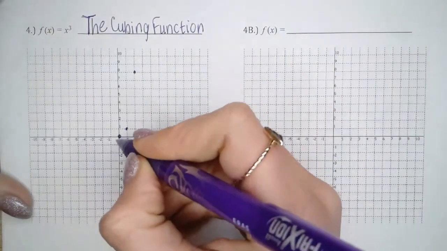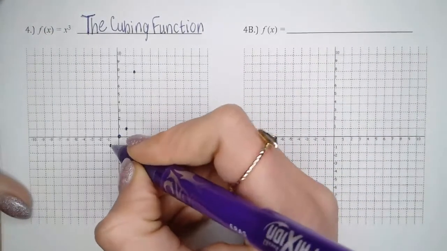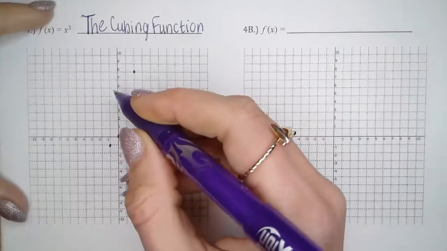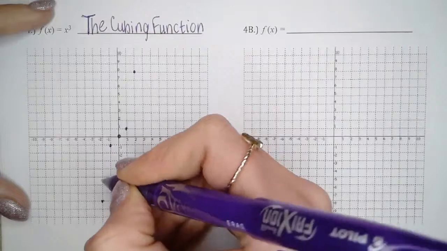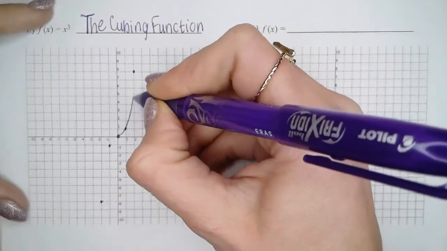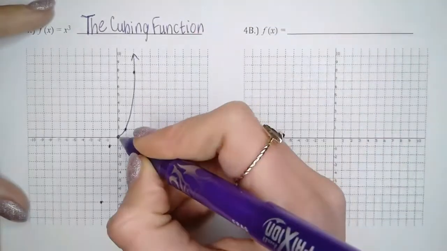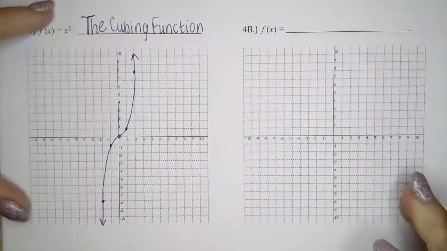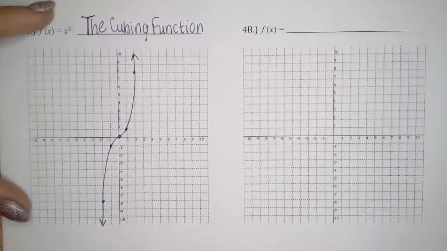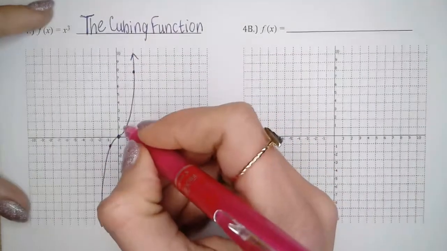But then when you plug in negatives, if I go left 1, I'm going to get negative 1. If you plugged in negative 2, you would get negative 8. So then you would go over 1 down 1, over 1 down 7. So that graph is going to look more like this. It shouldn't curl back over itself. Okay? And there you go. You have your parent function of the cubing function.